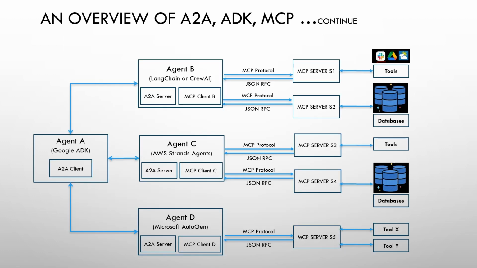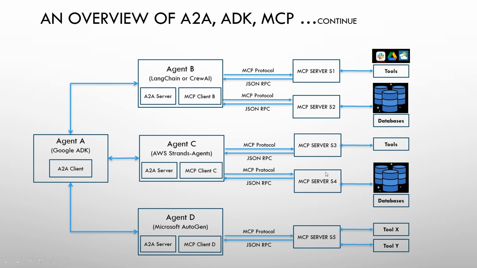So here is another illustration on A2A, ADK, and MCP, and let me explain how MCP interacts with agents. Here we have one agent A built using Google ADK, and then we have agent B, agent C, and agent D. Agent B, suppose, is built with another framework, LangChain, LangGraph, or Crew AI, and say agent C is built with AWS Strands Agent, and agent D is built with Microsoft AutoGen. Now, if there is A2A, the agent-to-agent protocol here, then all of these can interact with each other. Now, let's focus on the MCP part.